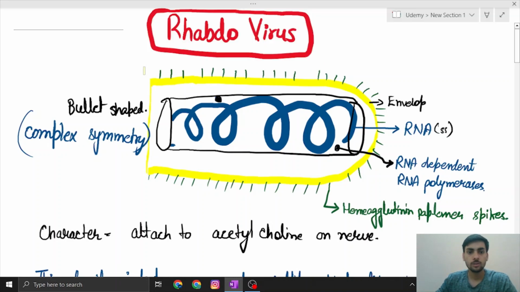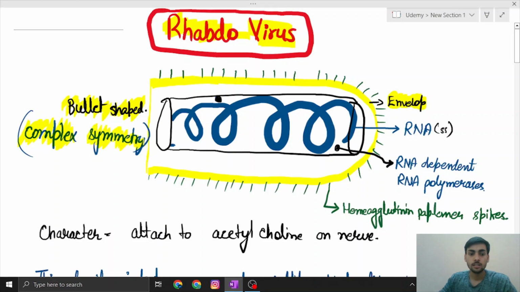In this class we are going to discuss virus. First of all, just look at this diagram. This yellow portion is the envelope. This virus is enveloped in such a way that it gives it a bullet shaped structure. That's why we classify it into complex symmetry.